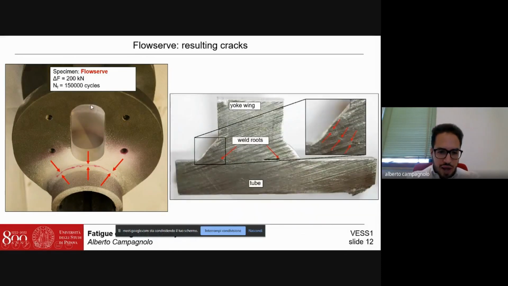If we section this specimen again, we see the transverse section of this structure. It's not very easy to see from this figure, but this is the weldment, this is the section of the yoke wing, and this is the section of the tube. We can see that from the weld root side, a crack initiated and propagated through the weld throat. In this zoom, maybe it's easier to see that the crack initiated from this location and propagated through the weld throat, emerging at the weldment surface, and so we can observe this crack path on the surface.